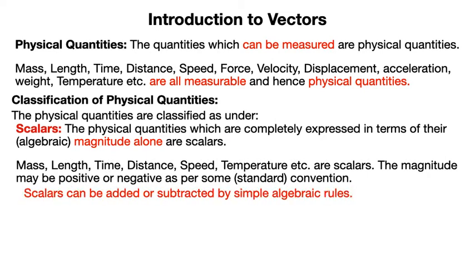We can add scalars or subtract scalars by simple algebraic addition. Example, 2 kilogram mass plus 3 kilogram mass equals 5 kilogram mass. A length of 7 meter, take away 4 meter out of it, you will be left with 3 meters. So this is how we simply add or subtract scalars. This is not true in case of the other type of physical quantities which have a sense of direction, about which we are going to talk now.